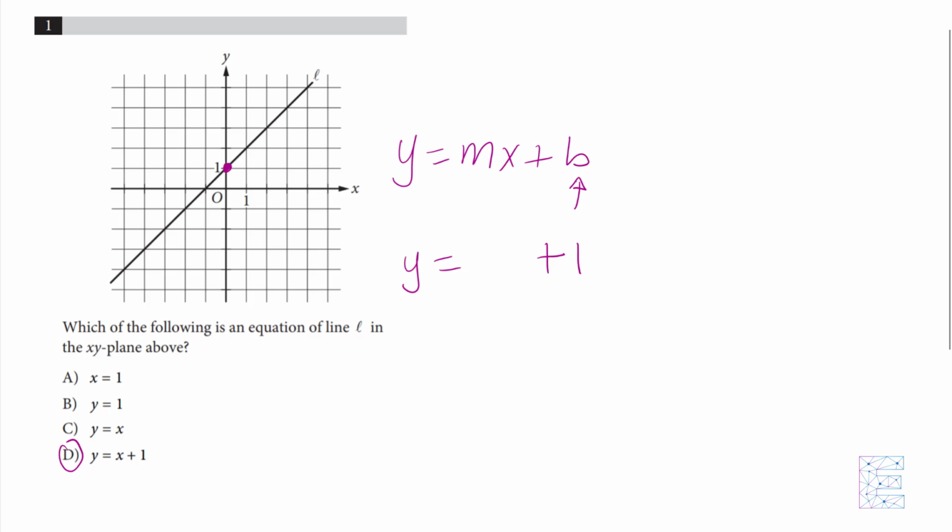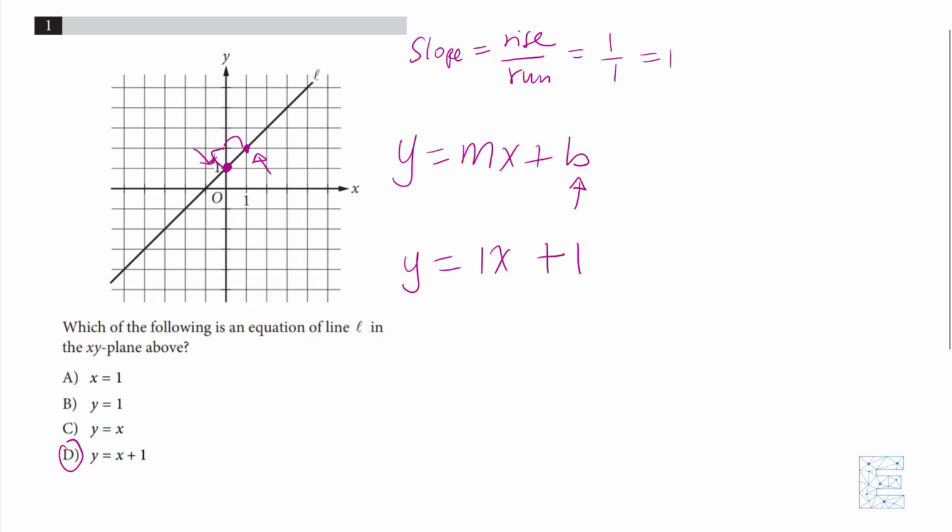You literally just look for two consecutive points that are not cutting through a box, and just see how many steps you take to go from the first point, which is this one, to the second point, which is this one. And slope, as you recall, is rise over run. So how many places do we rise? We go up one place and we run one place. So the slope is really 1 over 1, also known as 1.